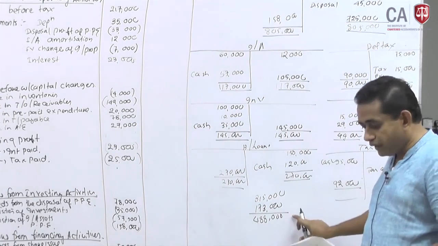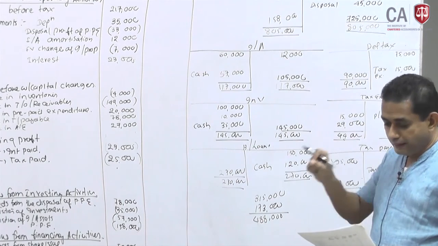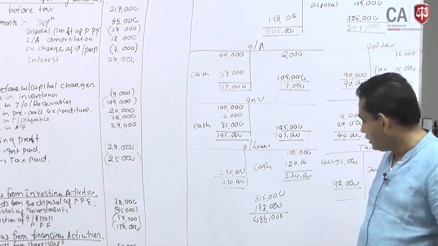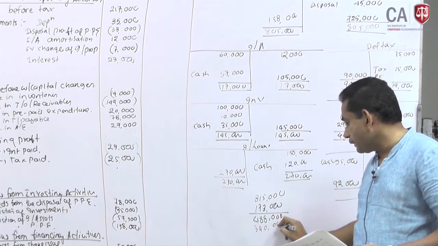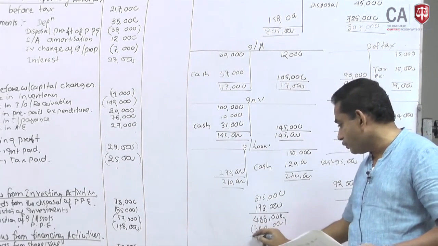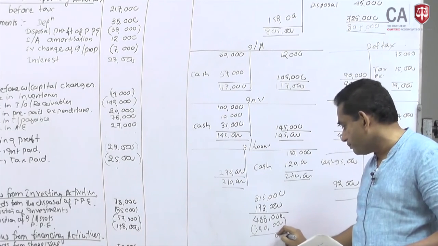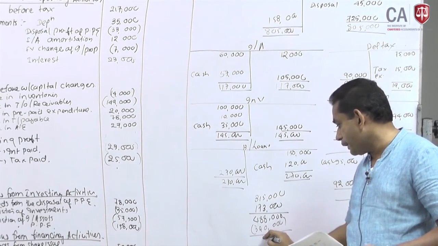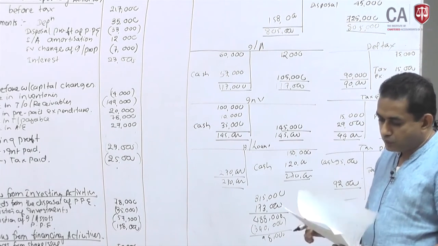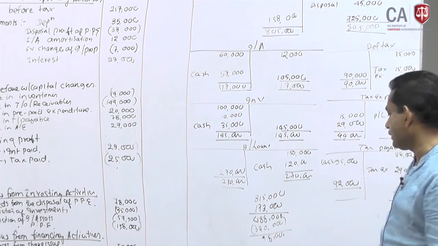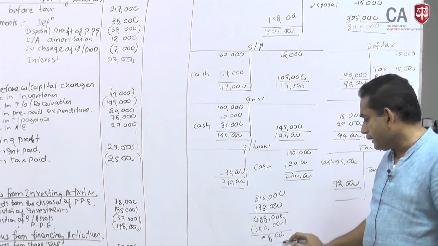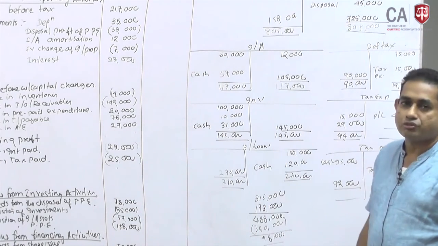But does this 488,000 appear in the closing balance sheet? No. So what is the balance of profit that appears in the closing balance sheet? 390,000. Let us see the difference. 98,000 difference is there. So what do you think that 98,000 is? That is because during the current year we have paid dividends of 98,000.